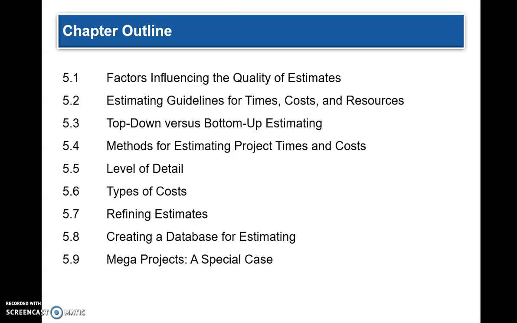The outline of this chapter starts with the factors influencing the quality of estimates, then estimating guidelines for the time of the project, the cost of the project, and the resources of the project. Two different estimating methods, top-down and bottom-up, and comparing these two estimating methods. The level of detail and the type of costs, and how you refine the estimates, as well as creating a database for the estimation will be discussed in this chapter.